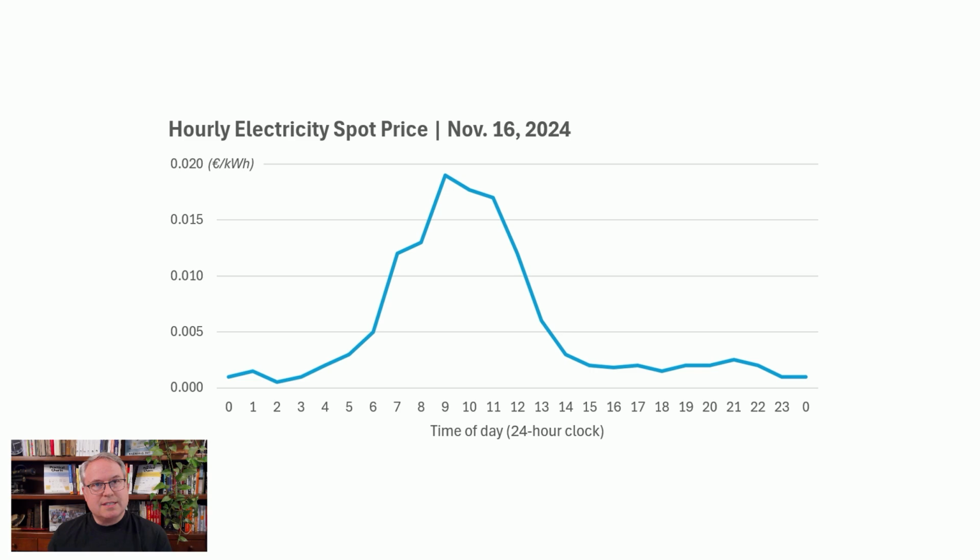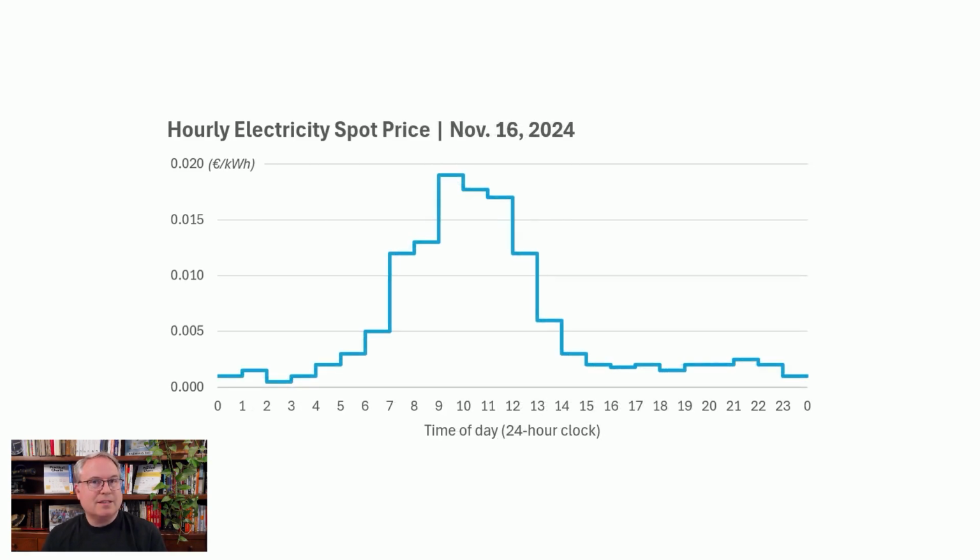If we had used a standard line chart instead, I think this would be a little less effective because it looks like each value is a summary value for the hour, but it's not, right? This, I think, describes the data more accurately, where there is a price that kicks in at the beginning of each hour, and it remains in effect until the next price change occurs.